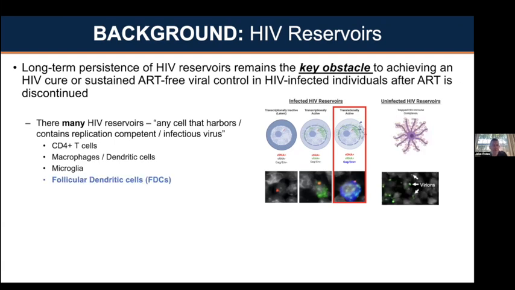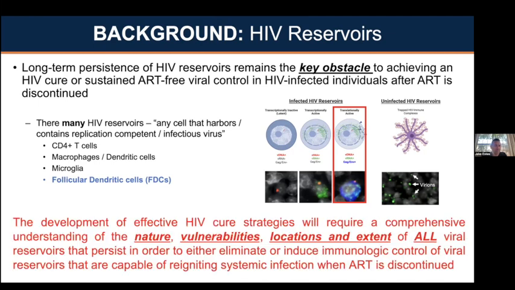Then there are less studied viral reservoirs, the principal one being the follicular dendritic cell. I'm going to talk a bit about this later in the talk. These cells actually bind and retain infectious or potentially infectious viral particles on their cell surface for long periods of time. And we also have tools to be able to identify these cell populations.